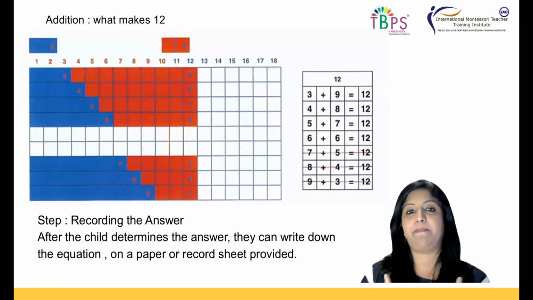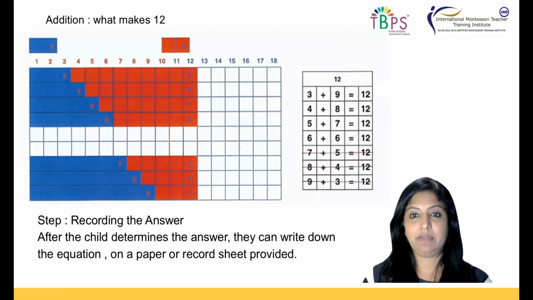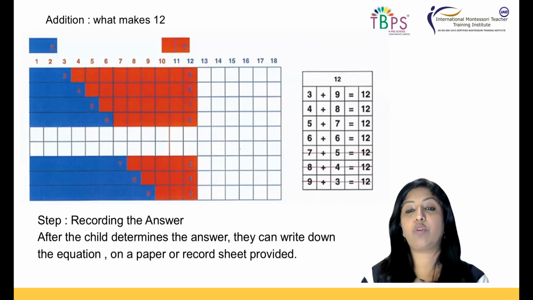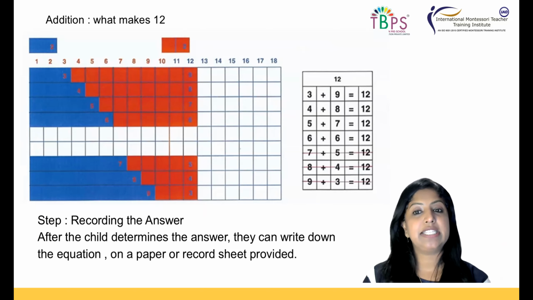Now, what is my next step in the addition strip board? I can give any number and I can ask the children to tabulate. I can tell them, children, what makes a 12? Let's find out what all can make a number 12. So 3 plus 9, 4 plus 8, 5 plus 7, 6 plus 6, 7 plus 5, 8 plus 4, 9 plus 3. All these numbers can make up 12.